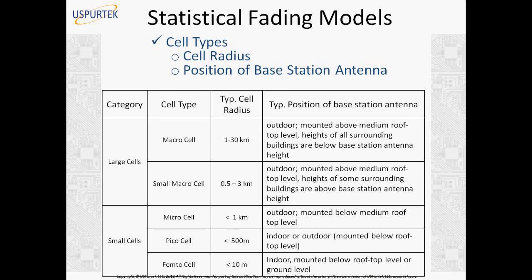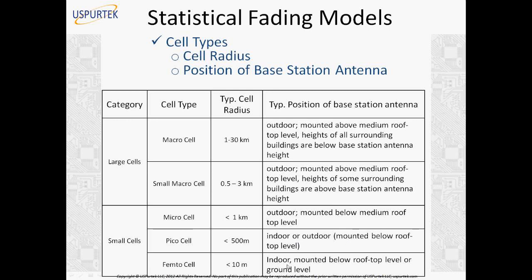So here on the rightmost column, you see how, based on the size of the cell, the position of base station antenna also changes. For a macro cell, it will be outdoor typically. You can see the cell tower when you're driving around. It's mounted above medium rooftop level. Heights of all surrounding buildings are below base station antenna height. And for a small macro cell, it's again mounted above medium rooftop level, and heights of some buildings are above base station antenna height. And for a microcell, it's again outdoor, but it's mounted below the medium rooftop level. For a picocell, it could be either indoor or outdoor, like on a campus. On a campus, it could be outdoor as well as indoor.